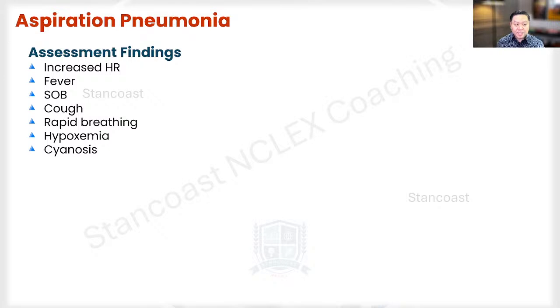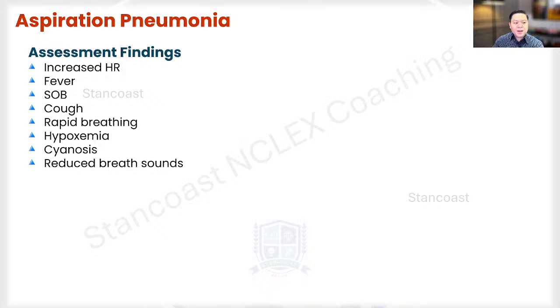But again, guys, when you are trying to prioritize the problems that you have identified for this patient, make sure that you are prioritizing those assessment findings that can lead to compromise of the ABCs, the airway, breathing, and circulation. All right. Some of these manifestations can only support the ABCs.